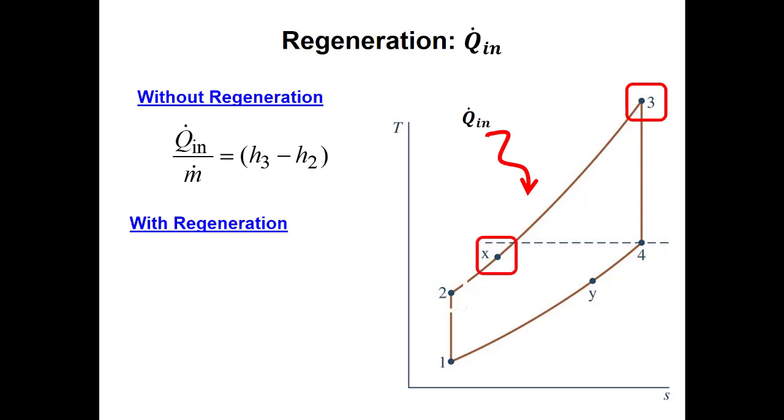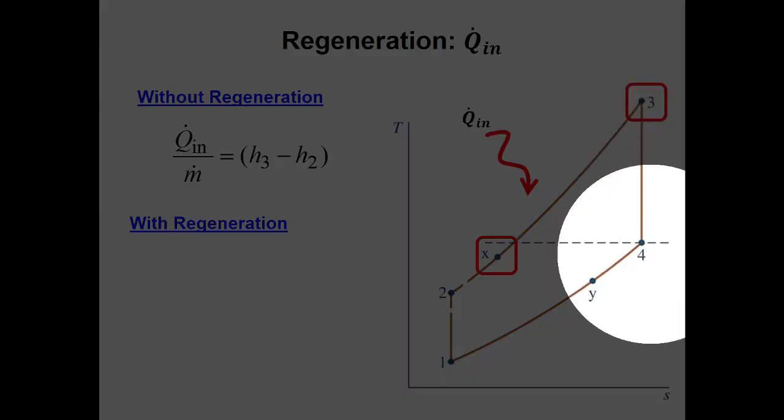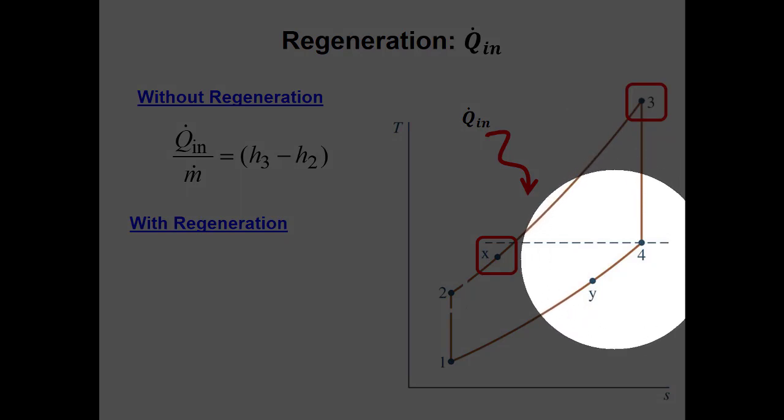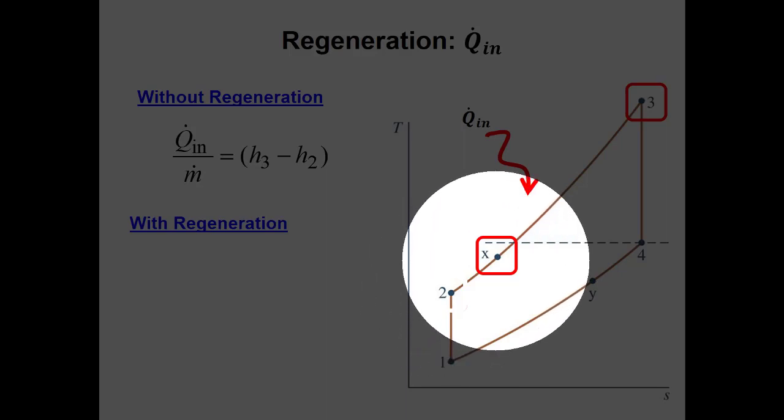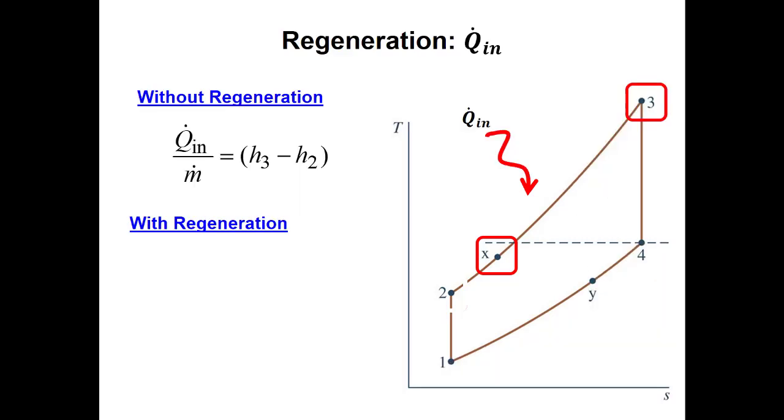And the cool thing here is when we use this exhaust gas coming out at 4 and cooling down to Y, we can increase our enthalpy going into our combustor up to this state X. So here we're preheating that fluid before it goes into the combustor, which means we add less heat by burning natural gas. Now, this is a little bit like an oven, right? So here we're going to reduce the enthalpy that we put in the combustor because now we only have to go from X to 3 instead of from 2 to 3.